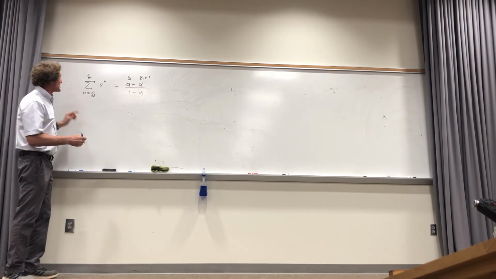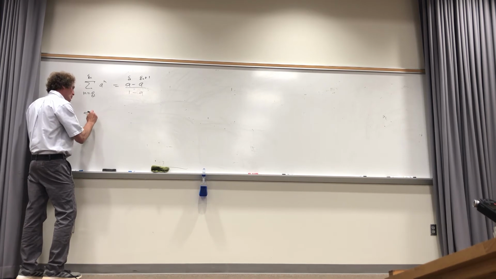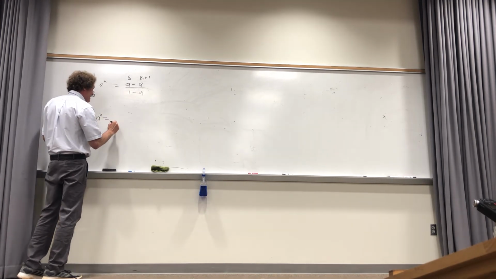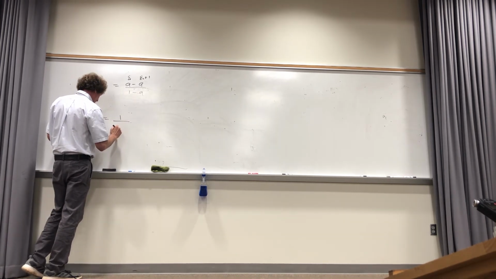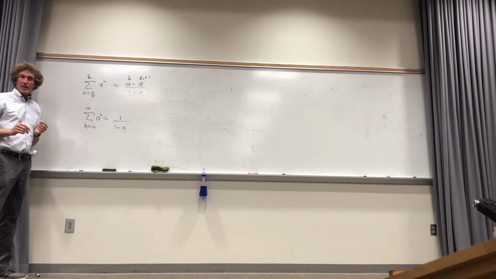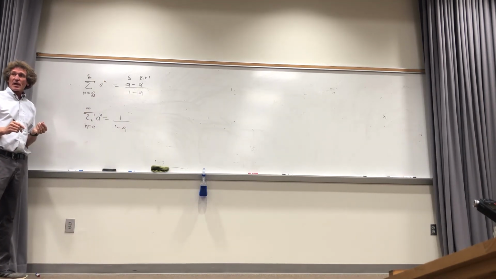So usually the way this ends up, not always though, the sum for n equals 0 to infinity of a to the n is simply equal to 1 over 1 minus a. You all remember that? And that was the basis for a lot of Z-transform stuff, this right here.